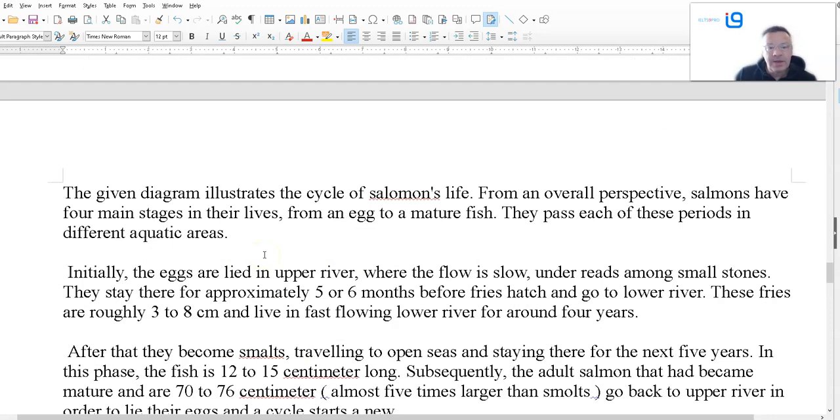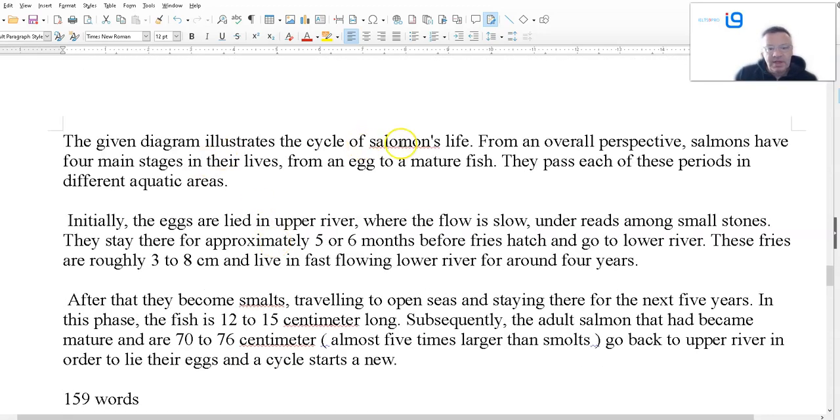159 words. Okay. The given diagram cycle of salmon's life. Of what? The life cycle of a salmon. From an overall perspective, salmons are 4 main stages. Yeah, 1, 2, 3, 4. They pass each of these periods in different aquatic areas. That's not really identifying the key features, though. Is it really? I mean, that does. But different aquatic areas where it's all kind of water. I mean, a river and a sea and a river, that's only 2. Yeah? River, sea, and river.